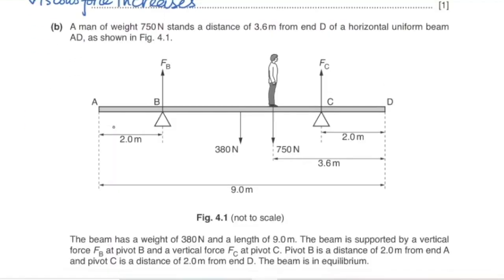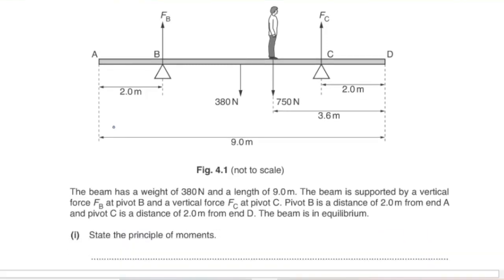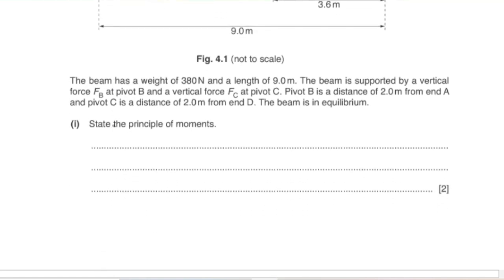Part B, a man of weight 750 newtons stands a distance of 3.6 meters from end D of a horizontal uniform beam AD as shown in figure 4.1. The beam has a weight of 380 newtons and a length of 9 meters. The beam is supported by a vertical force at pivot B and a vertical force at pivot C. Pivot B is a distance of 2 meters from end A, and pivot C is a distance of 2 meters from end D. The beam is in equilibrium. So part 1, state the principle of moments.